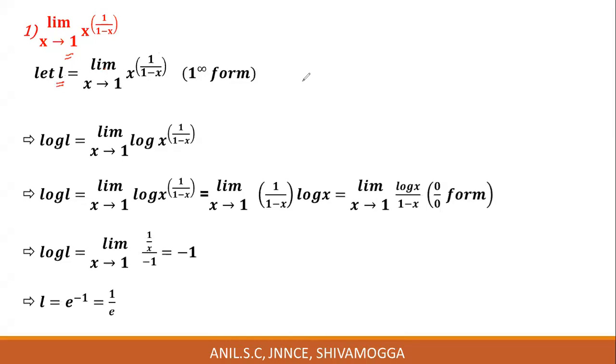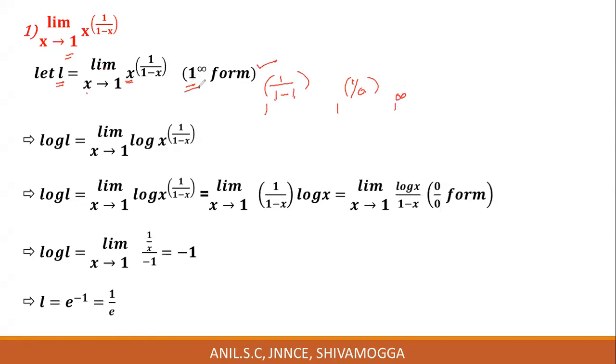First, try to identify the indeterminate form as x tends to 1. See, as x tends to 1, this base will be 1, x is equal to 1. Wherever there is x, you put x is equal to 1. Index will be 1 divided by 1 minus x, with x equal to 1. Therefore, this is 1 to the power 1 by 0. 1 minus 1 is 0. 1 to the power 1 by 0 is infinity. 1 power infinity form. This is an indeterminate form.